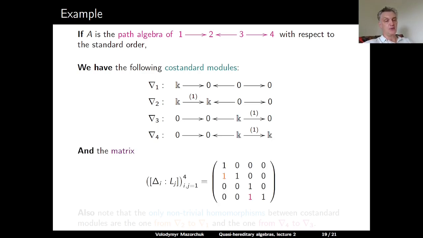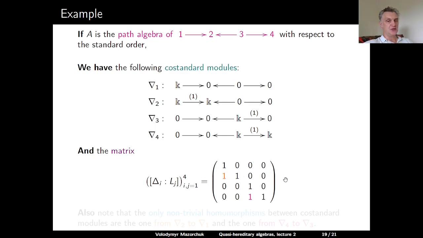So we have the corresponding matrix of composition multiplicities. Nabla 1 is L1, so the first row is 1, 0, 0, 0. Nabla 3 is L3, so the third row is 0, 0, 1, 0. Nabla 2 consists of L1 and L2, so the second row is 1, 1, 0, 0. And nabla 4 has L3 and L4, so the last row is 0, 0, 1, 1.